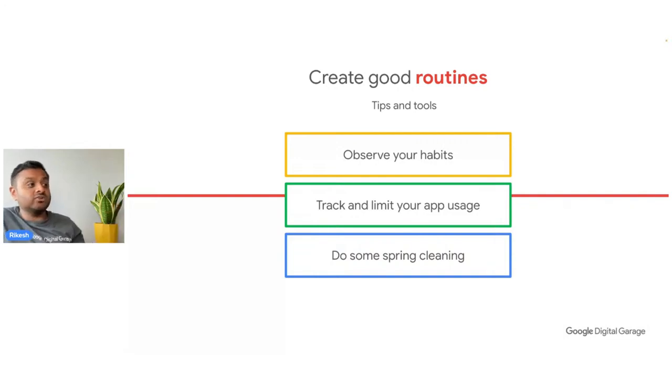So one of the things that you can do is maybe observe your habits. A lot of the tools out there depend on which smartphone device you use. If you have an Android device, you can go into the digital well-being settings. Alternatively, if you have an iOS device, you can go into the screen time settings, and you can find out information such as how many pickups you have had of your smartphone today. So you can observe your habits.